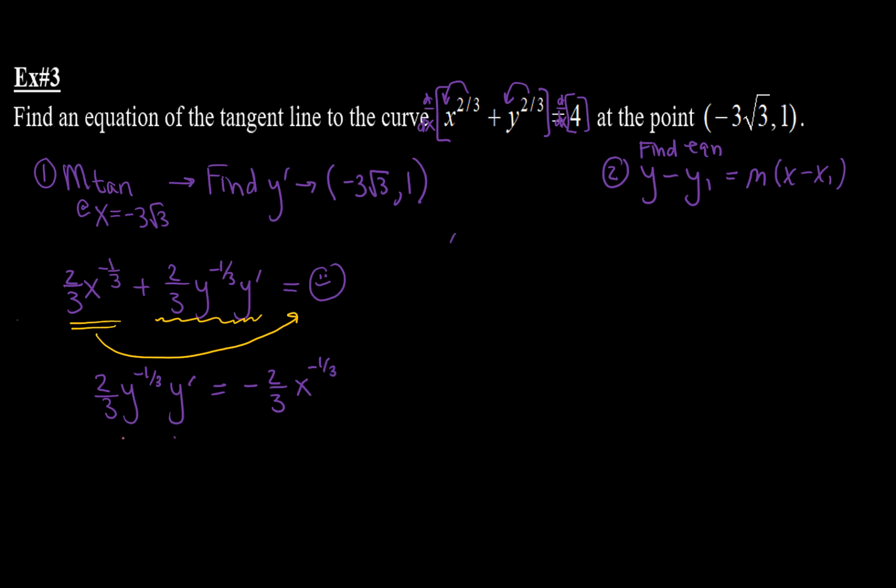Now that I have everything over to the correct side, I'm going to solve for y prime. So I'm going to divide both sides by 2/3 and y to the -1/3. And then I'm going to simplify. And actually, I'm going to bring it over here.